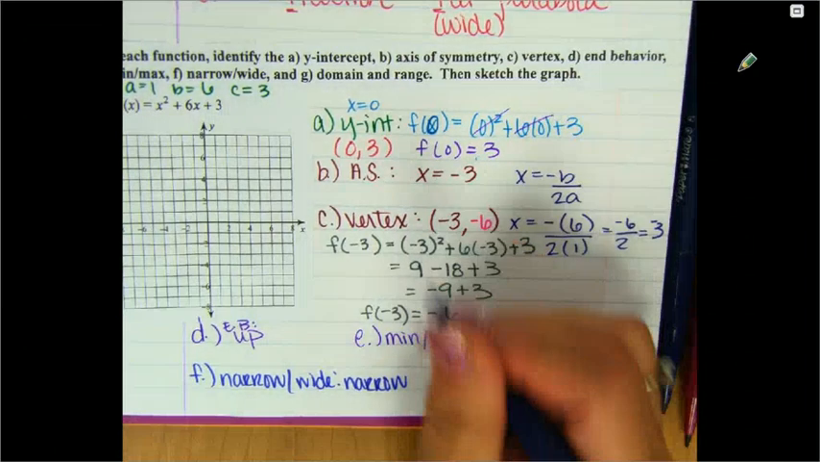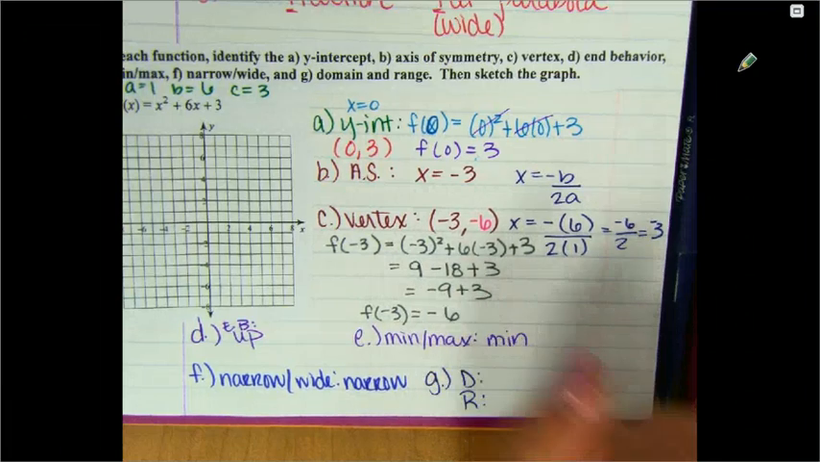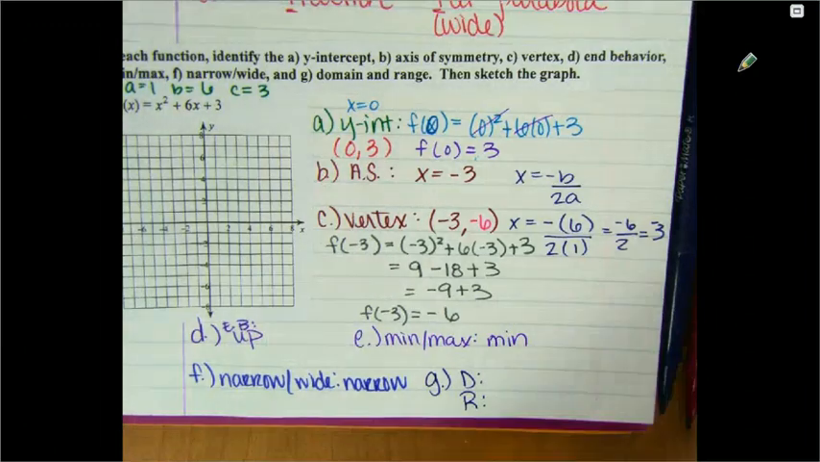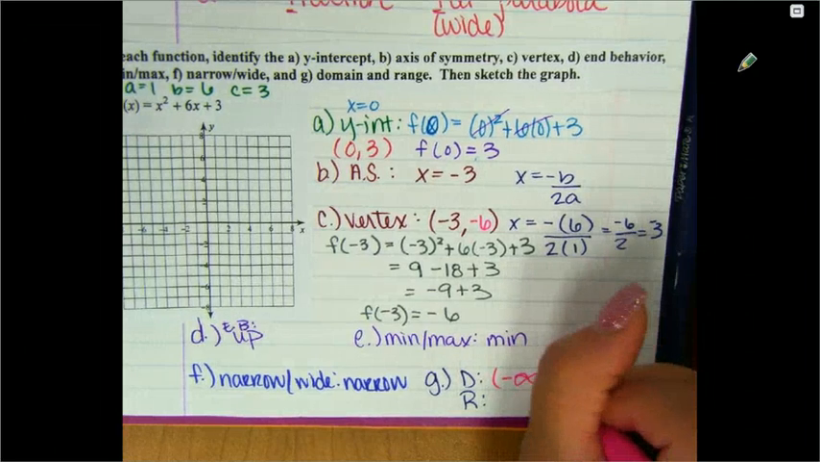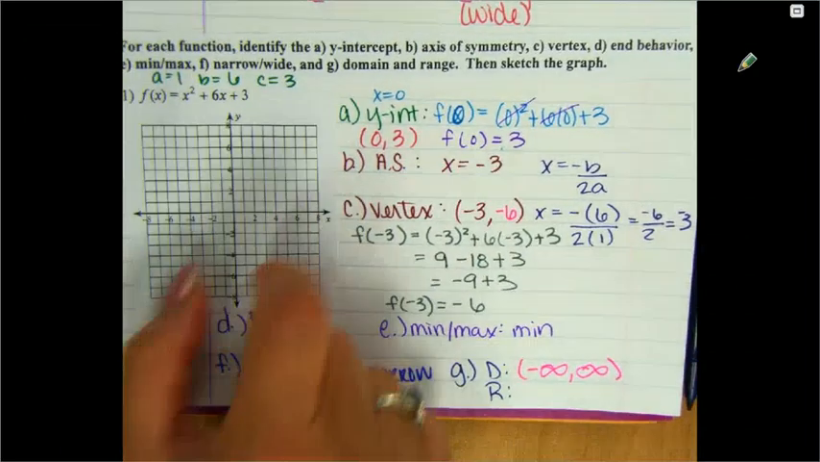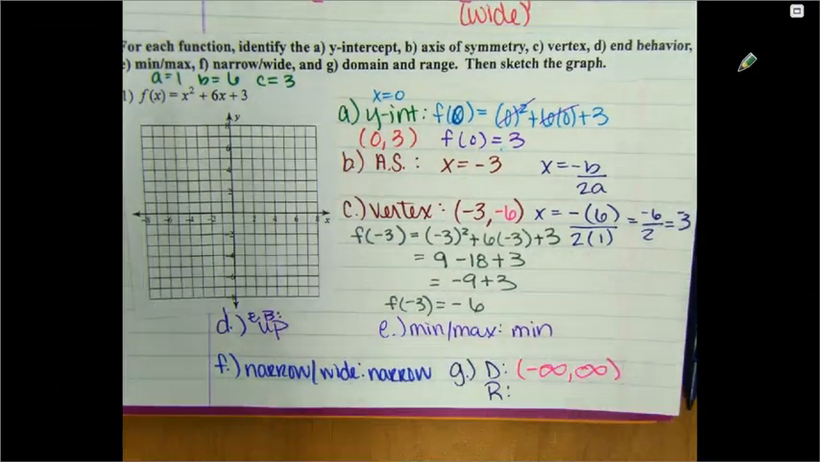And lastly, letter G, domain and range. We're going to do domain and range in a second, because the domain is actually easy. It's always what? Negative infinity to positive infinity. Domain is always the same. That doesn't change. The range is going to change based on my graph. Sometimes it's easier to see the graph before you write the range. Understood? So we're going to graph it first.